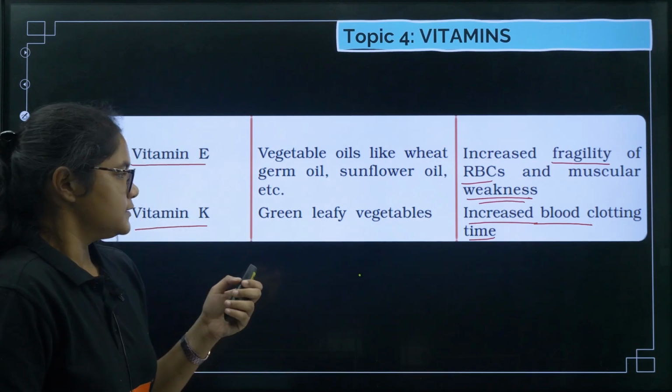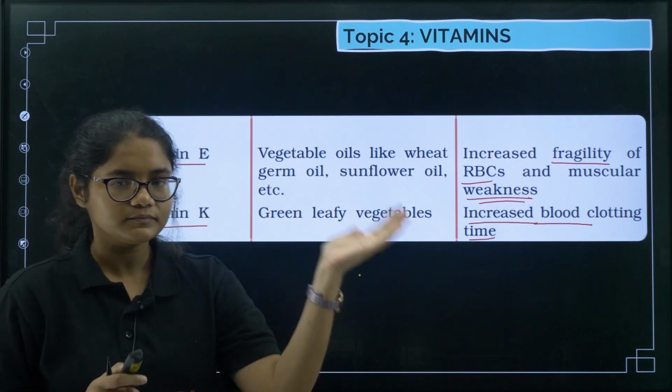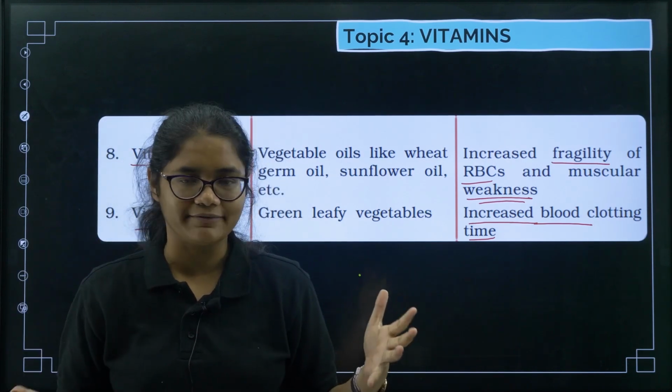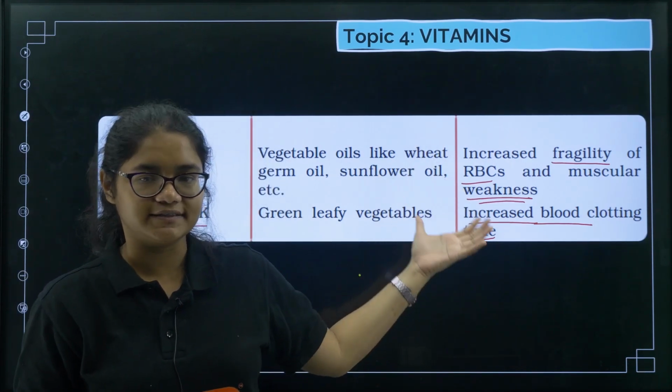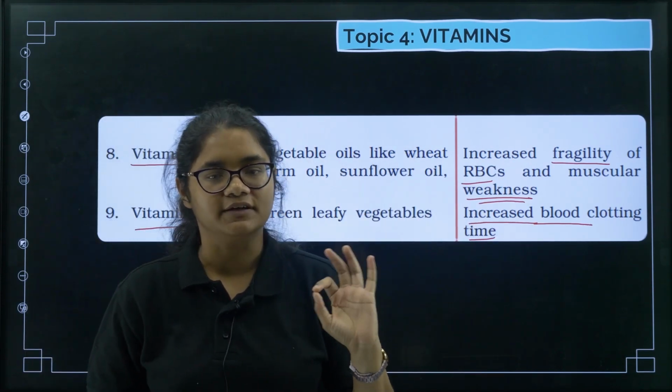Okay, so that is all about vitamins. What two things only you need to know: water soluble and fat soluble, which are the vitamins, deficiency diseases and their sources, and the chemical name of certain vitamins.